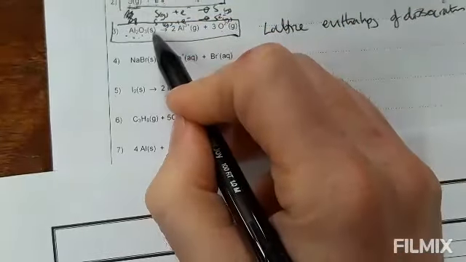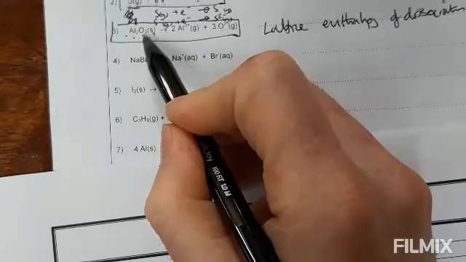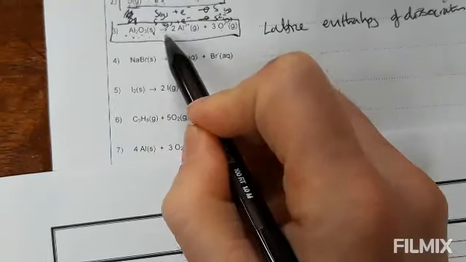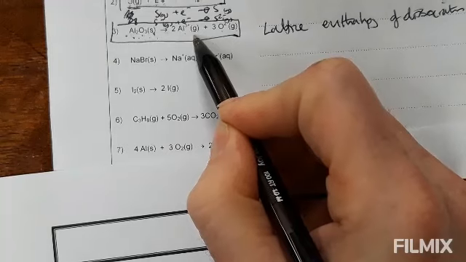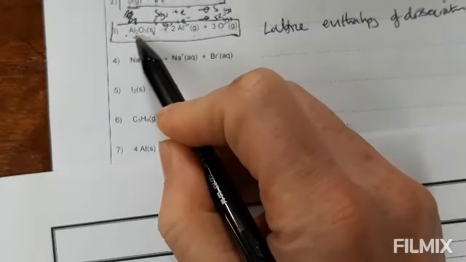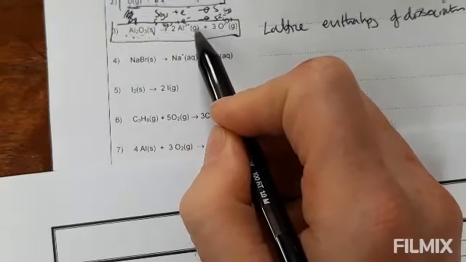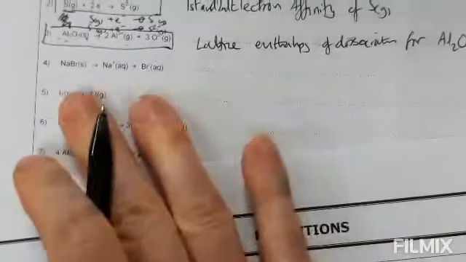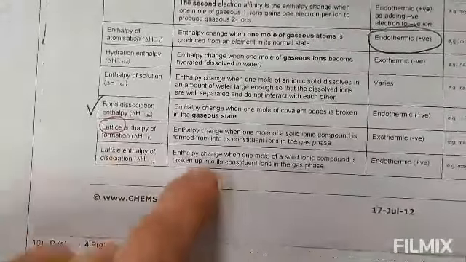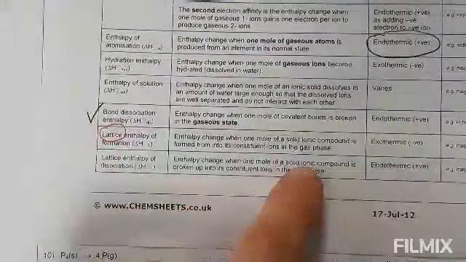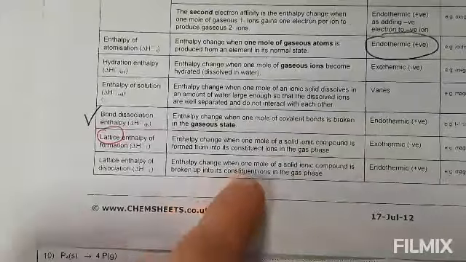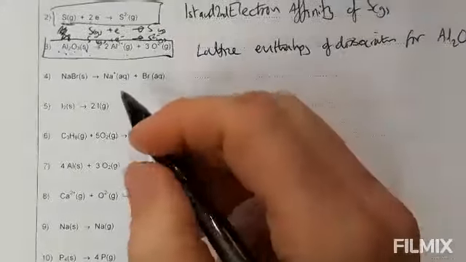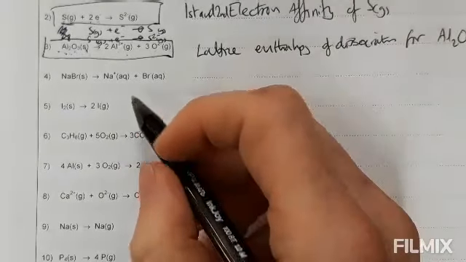That's an ionic solid. You can tell it's ionic because it's a metal and a non-metal. You can also tell it's ionic because it forms ions, which is a bit more of a clue really. So it's when you've got a lattice and it's broken apart into its constituent gaseous ions. Alright? That's the lattice enthalpy of dissociation. It's this one, down at the bottom. Enthalpy change when 1 mole of a solid ionic compound is broken up into its constituent ions in the gas phase. Or constituent gaseous ions, as I prefer to say.